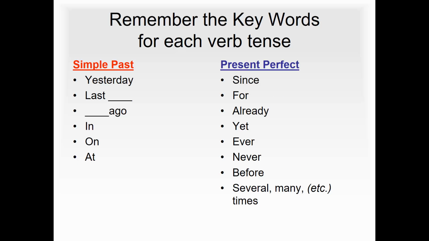There are key words we use for each verb tense. For simple past, we typically use specific past times. So words like yesterday, last week, a long time ago. And for present perfect, we can use since or for to indicate the duration. And we can also use these words: already, yet, ever for questions, never, before, and several, many, etc. times.